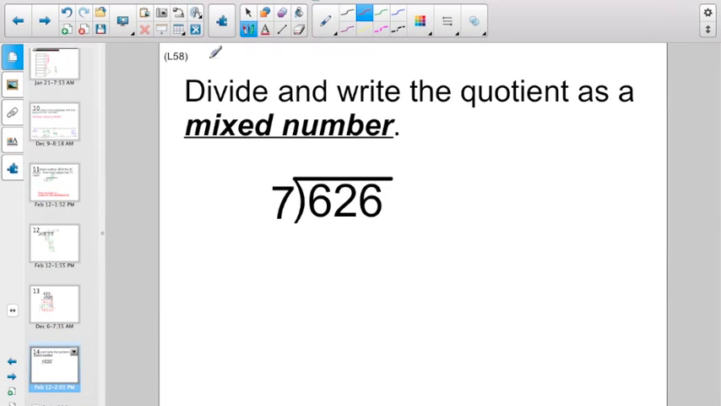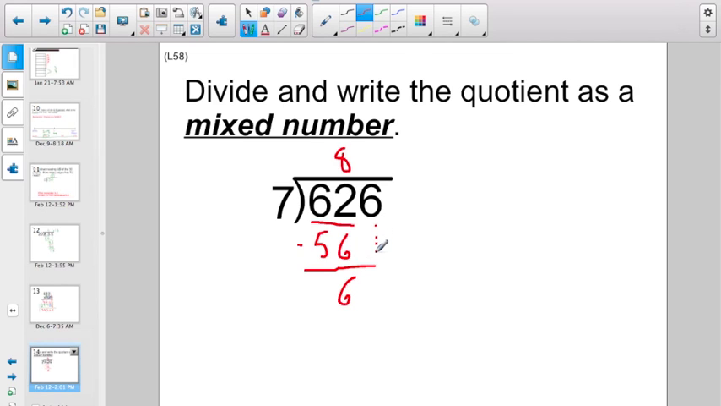One coming at us from lesson 58, where now our objective is to divide and write the quotient as a mixed number. So let's just figure out where we're going to start dividing. 62 divided by 7, that sounds to me like it's only going to go in there 8 times. Multiplies back for 56, and 62 minus 56 is 6.